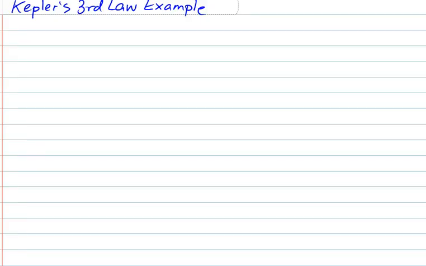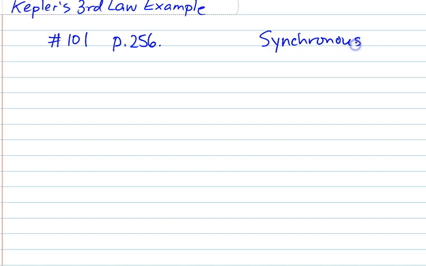Okay, welcome back everyone. In this video we're going to take a look at an example of how to solve a problem using Kepler's third law. This particular problem is number 101, and I think that's on page 256. Now, in this problem we're dealing with a satellite orbiting Venus, and we're looking at what's known as a synchronous satellite. So that just means the same time.